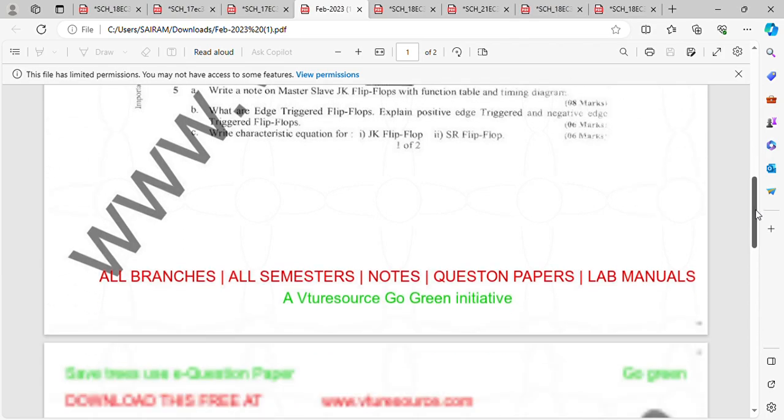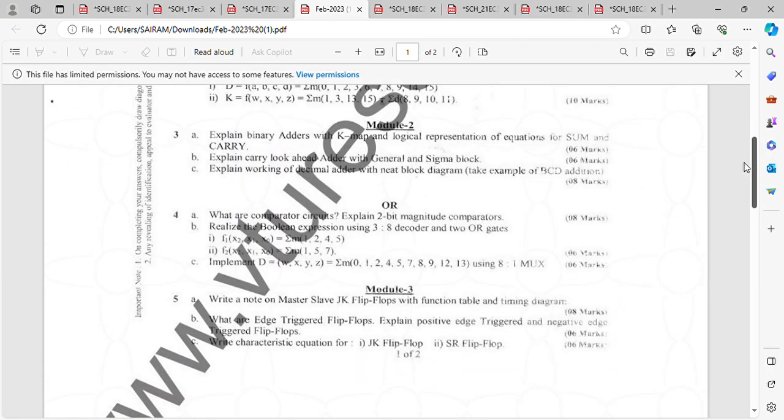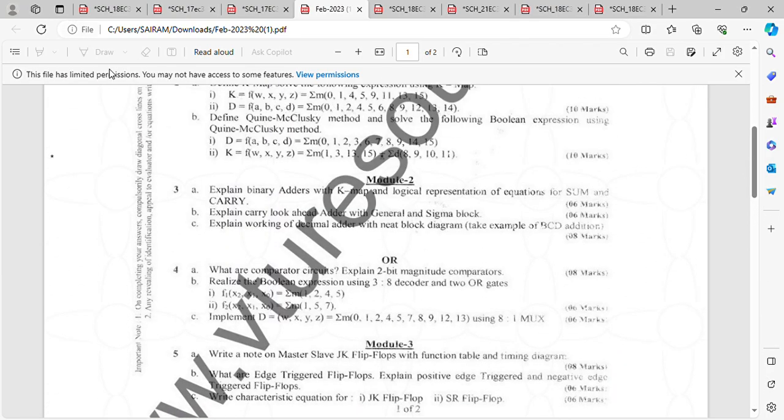So this is a question paper. In this question, you take the 4C question and try it at home. Right? The 4C question is here, have a look. Implement D is equal to WXYZ, that is summation of M 0, 1, 2, 4, 5, 7, 8, 9, 12, 13 using 8:1 multiplexer. You will go home and work this out. Yeah, one more paper I told you to work it out. I'll tell you which one, and you take a screenshot. First take a screenshot of this.